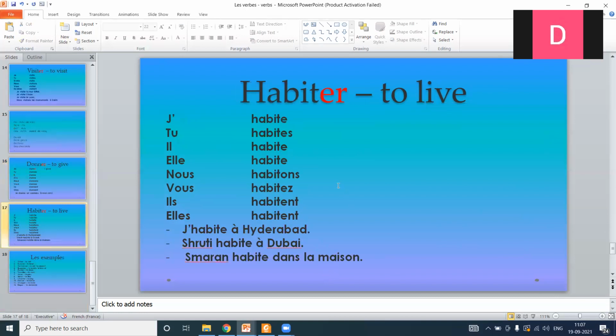Next one, habiter, to live. Same: j'habite, tu habites, il habite, elle habite, nous habitons, vous habitez, ils habitent. J'habite à Hyderabad: I am living in Hyderabad. Shruti habite à Dubai: Shruti is living in Dubai. And Smaran habite dans la maison. So Smaran is living in the house.